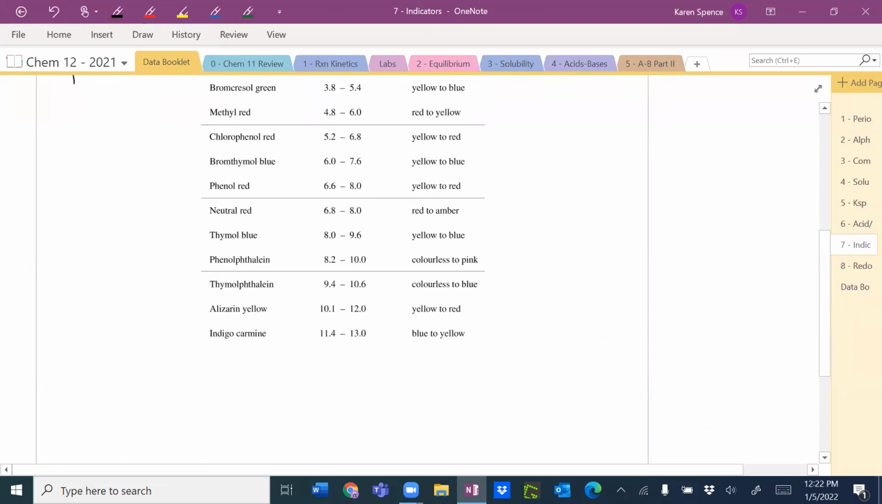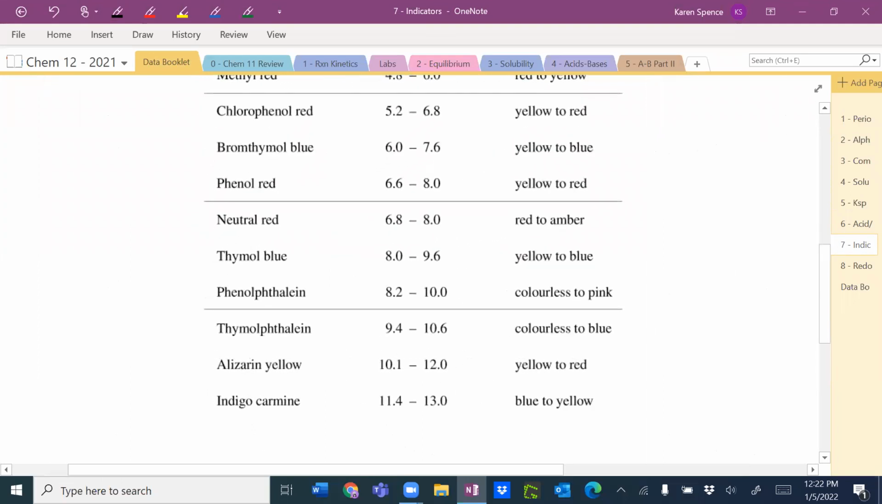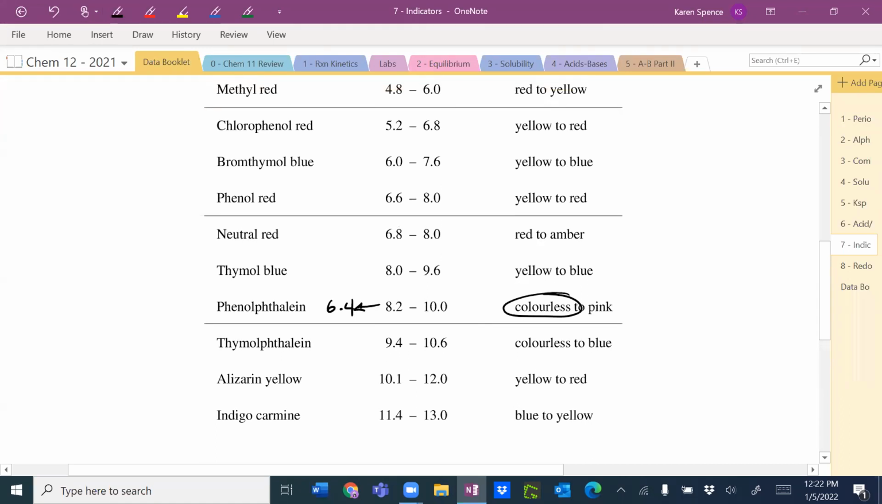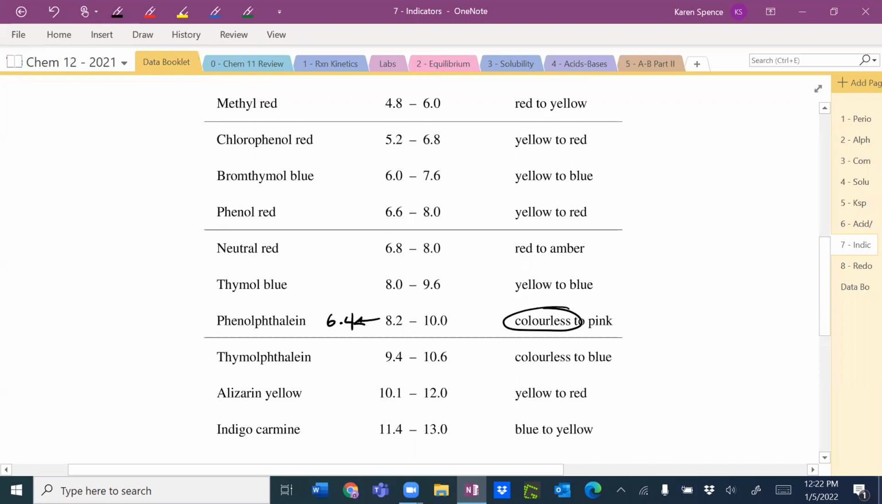So for phenolphthalein, I'm realizing I should have put this in the document, but that's okay. For phenolphthalein, 6.4 is below 8.2, so it's going to be colorless. Methyl red, there we are, 6.4 is above 6.0, so it's going to be yellow. And our other one was neutral red, and it was 6.4. Oh, that's also below 6.4, so it's going to be red.